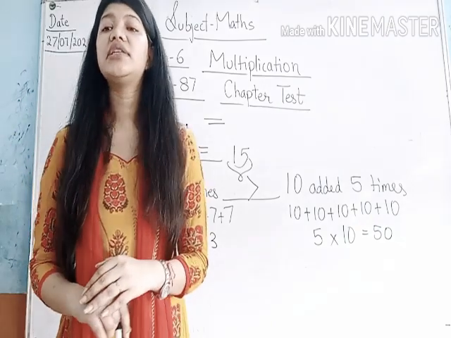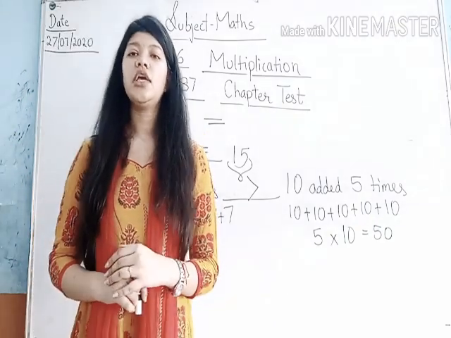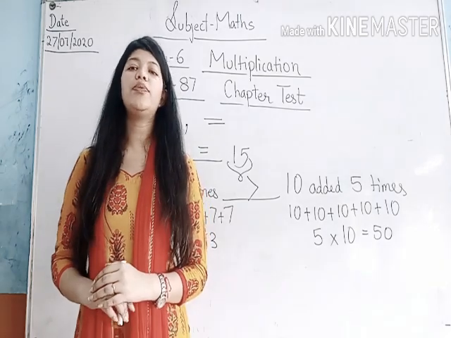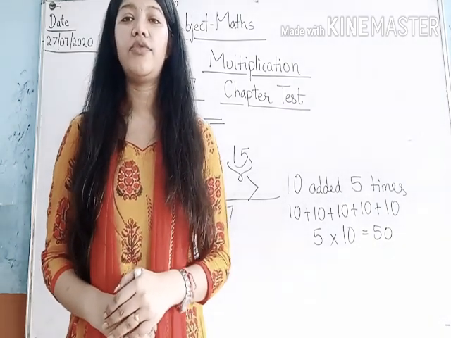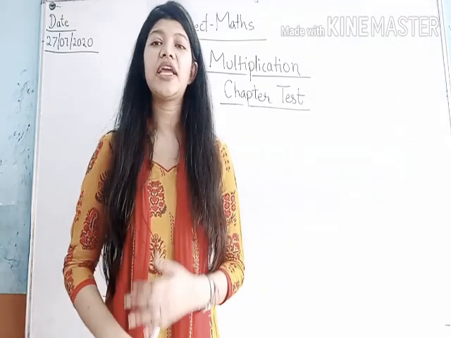Now see students, rest of the 3 questions you will do yourself. You will put the correct sign. Okay. Now let's come to question number 5. 5 is complete the multiplication grid.